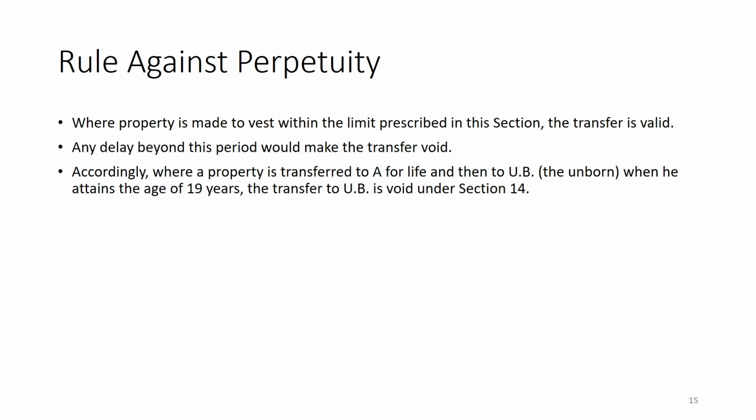So 19 years is not the rule. The rule is that the property will vest in the unborn person once he or she attains the age of majority. Okay. So after 18 years, or if the court has appointed a guardian, in that case 21 years, in these cases the property must reach the unborn person. That means the life of the life interest person plus the age of majority. Okay. So maximum it may go up to that time, not beyond that.